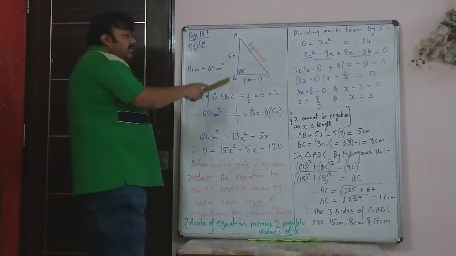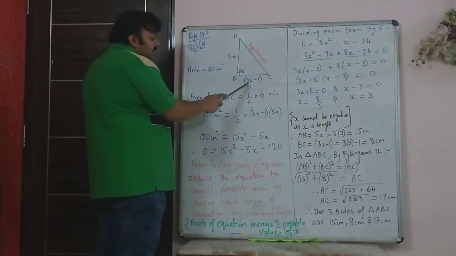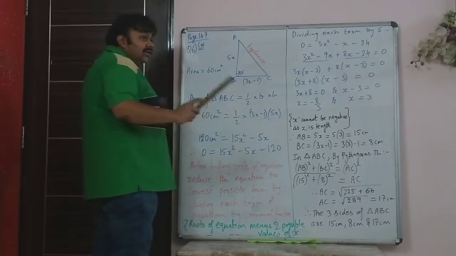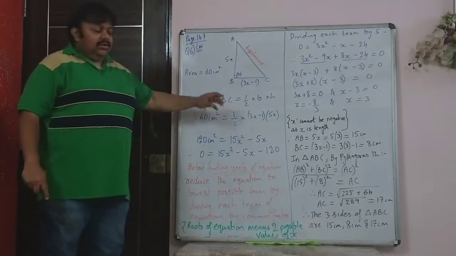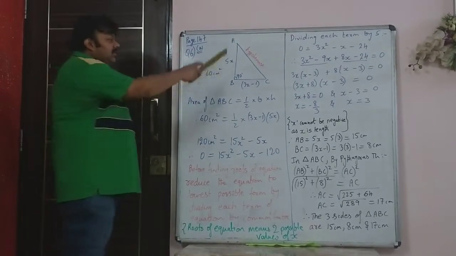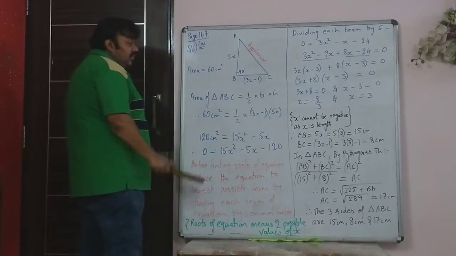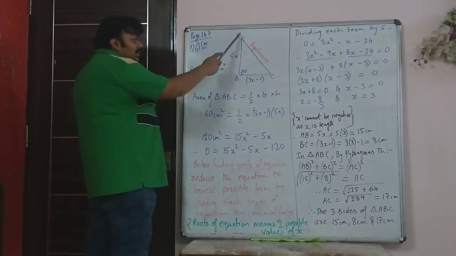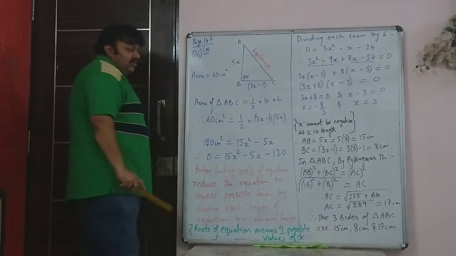In this you are given that two sides of the triangle are 5x and 3x minus 1. We don't know what is x. They have not given you the side directly, but they have indirectly given that AB is 5x and BC is 3x minus 1. And you are given that the area of this triangle is 60 centimeters squared.